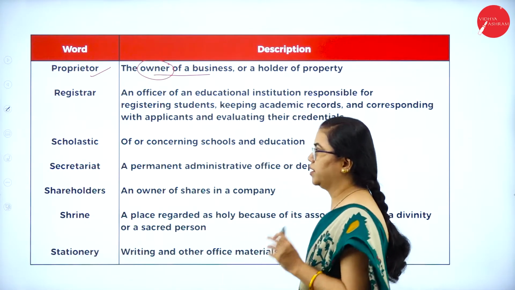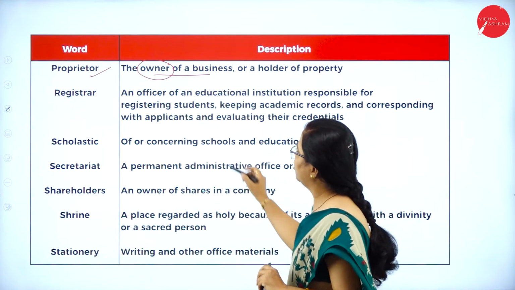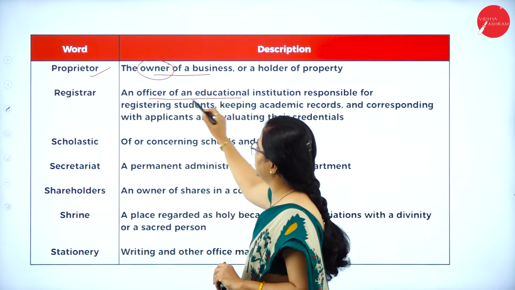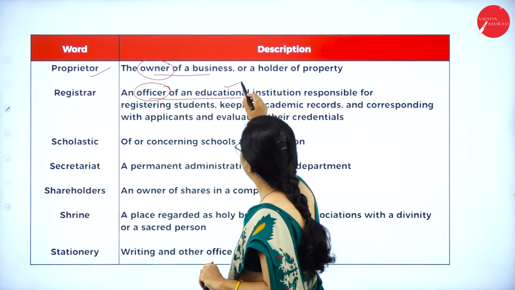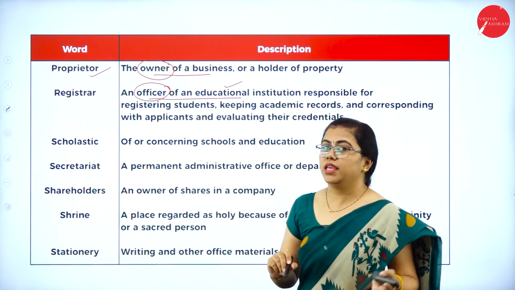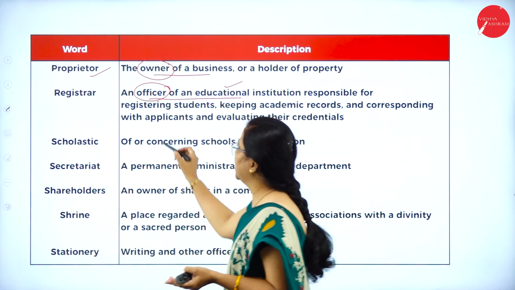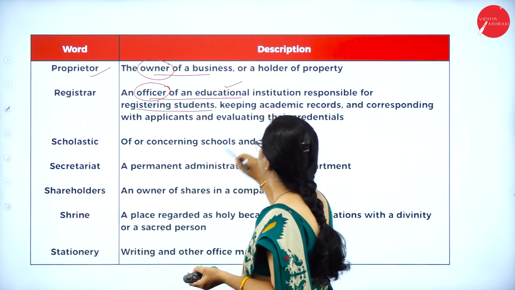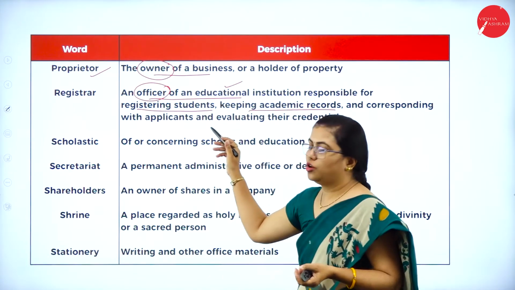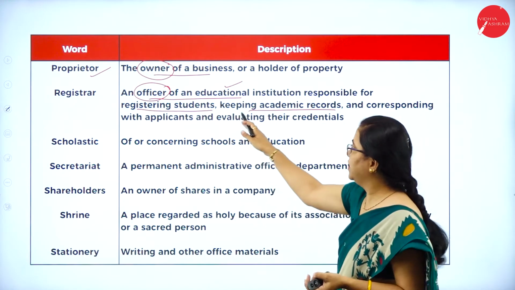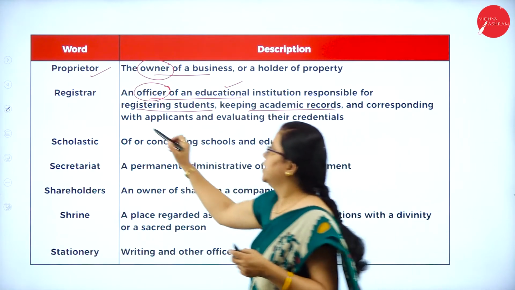Okay, the sole owner. Then we have an officer of an educational institution. He is an officer in an educational institution. What is his work? His work is to register students and keep the academic records. So all these, when it comes, you can just say it's a registrar.